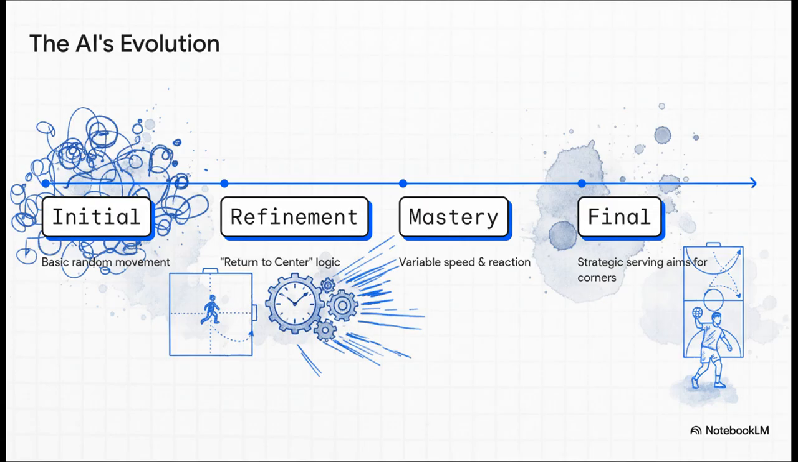Pretty dumb. So the developer gave the agent a new task: implement a return-to-center logic. Bam! Done. Then they added a mastery system so different AIs could have different skills. And finally, the best AI learned to serve strategically, aiming for the corners just like a real pro would. It's like watching a player learn and get better over time.